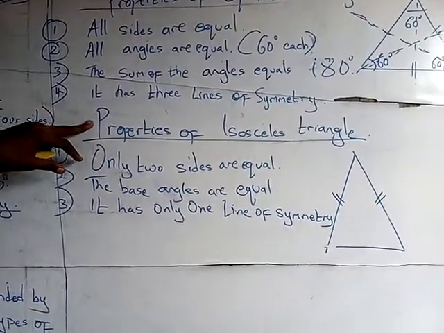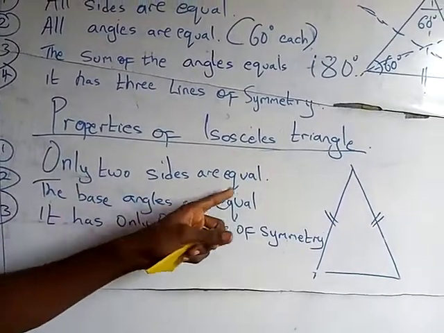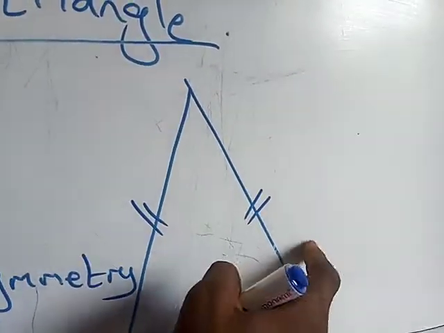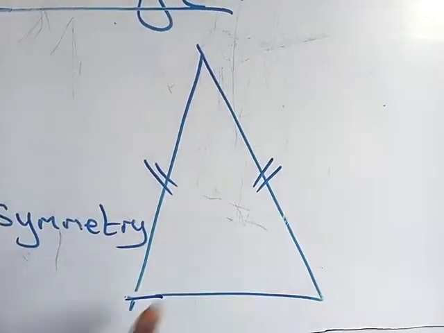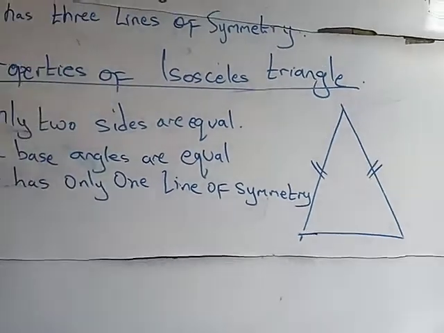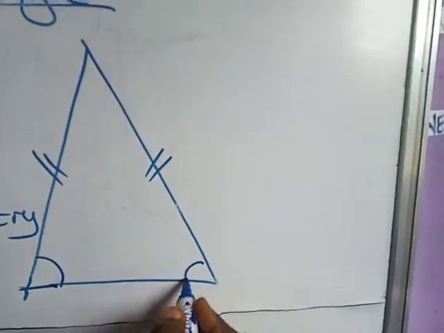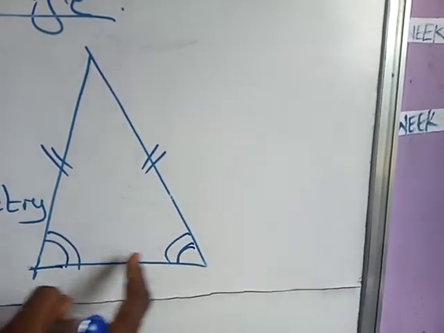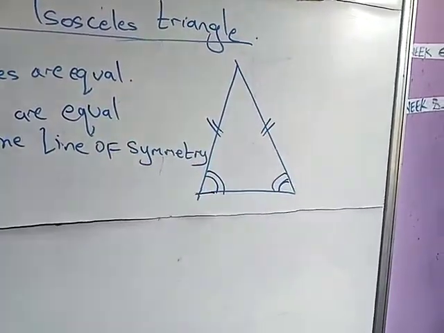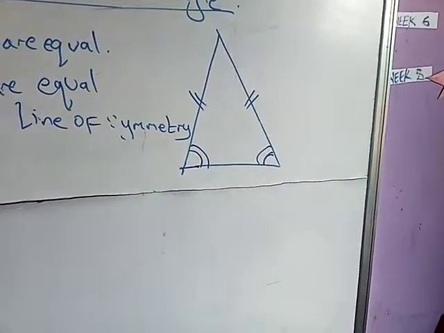Next, we have the properties of an isosceles triangle. 1. Only 2 sides are equal. Look at the shape of an isosceles triangle. Only 2 sides. You can agree with me that this side and this side are not equal, but these 2 are equal. Another one is that the base angles are equal. We are talking about the angles here. These 2 angles are equal to each other. So any angle that you have here is the same as the angle here. In this, not all angles are equal, but the base angles, the angles at the base, they are equal.